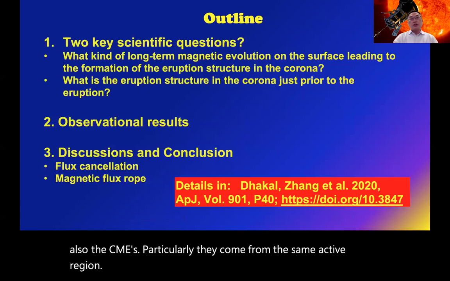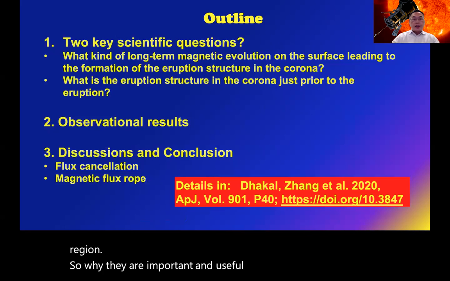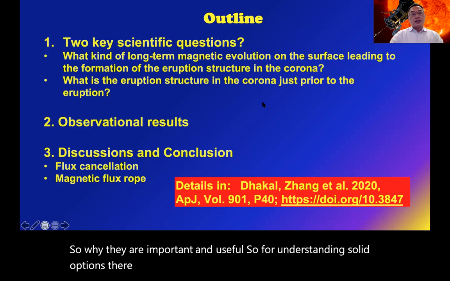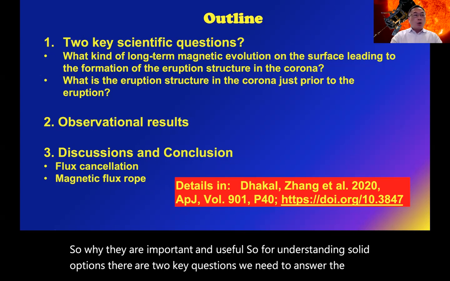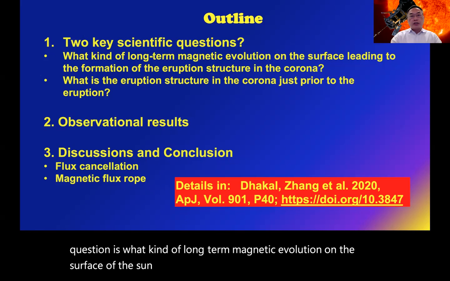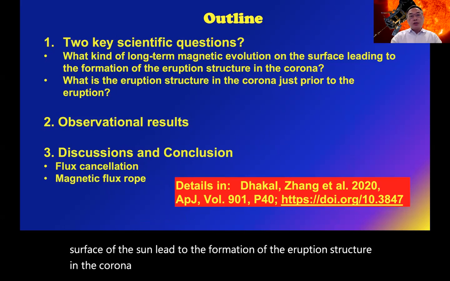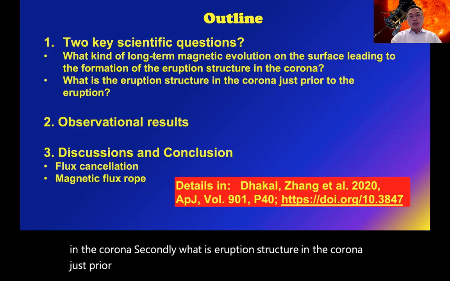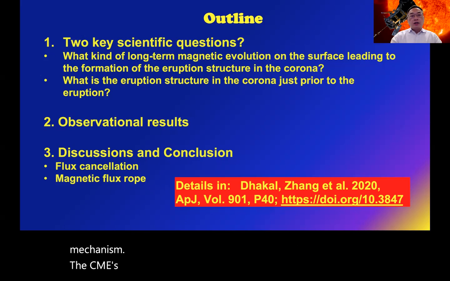So why are they important and useful? For understanding solar eruptions, there are two key questions we need to answer. The first question is, what kind of long-term magnetic evolution on the surface of the sun leads to the formation of the eruption structure in the corona? Secondly, what is the eruption structure in the corona just prior to the eruption? This relates to the triggering mechanism of the CMEs. To answer these questions, we use the homologous events.